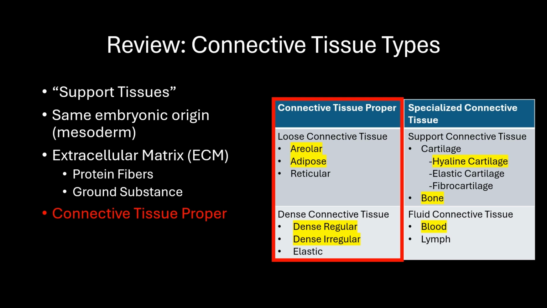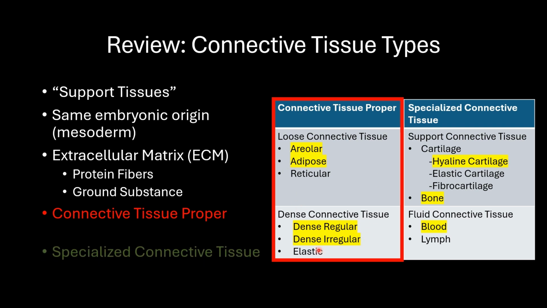Quick review of connective tissues. They're largely support tissues. They have the same embryological origin, and they're all about cells, mainly the fibroblasts, but others that are focused on maintaining and building the extracellular matrix. Those were our connective tissue proper tissues.